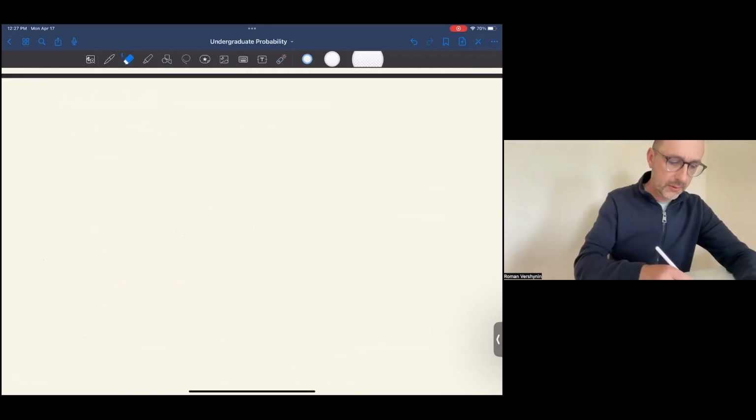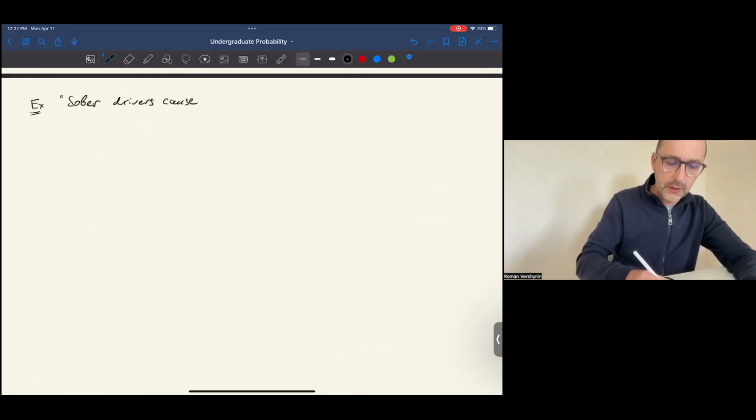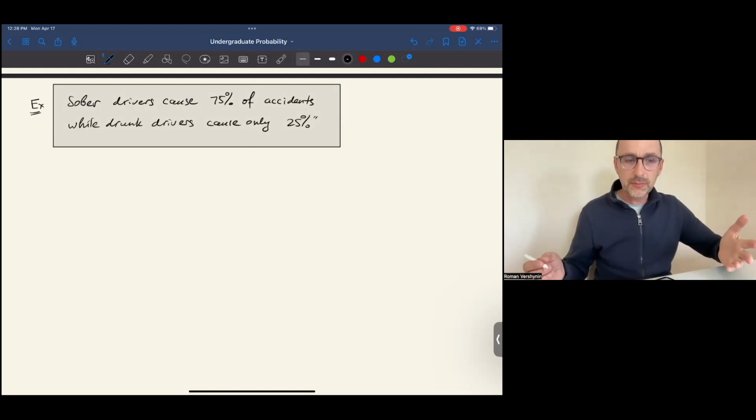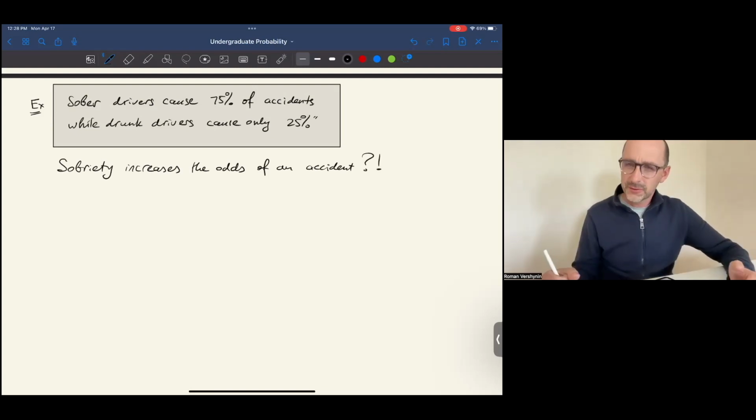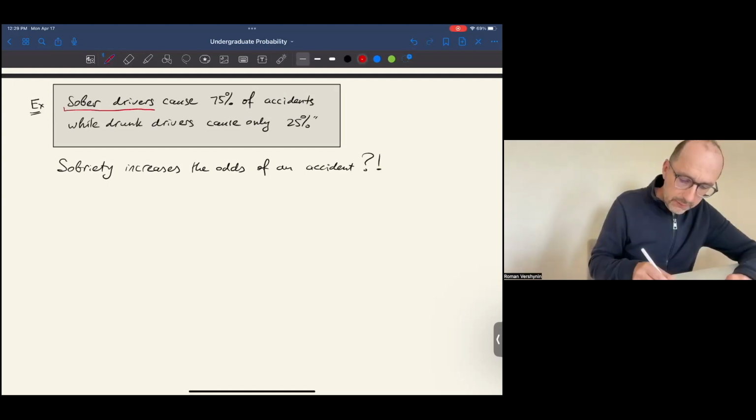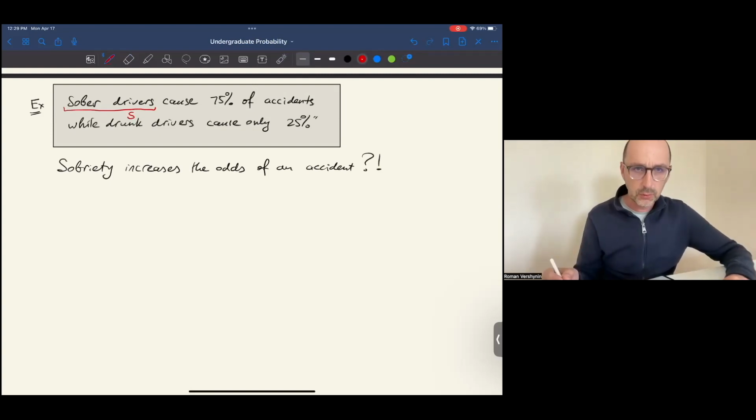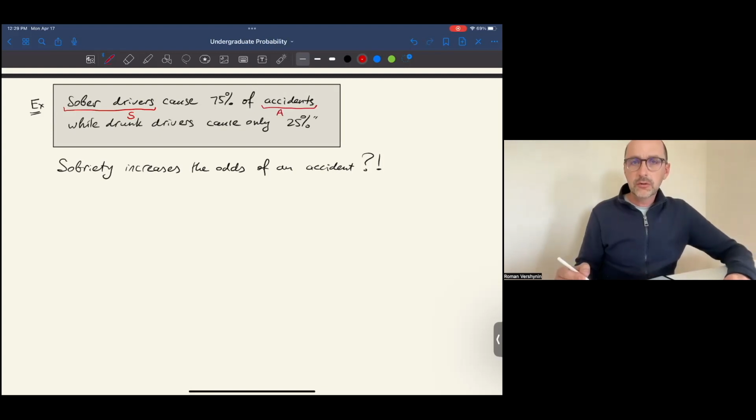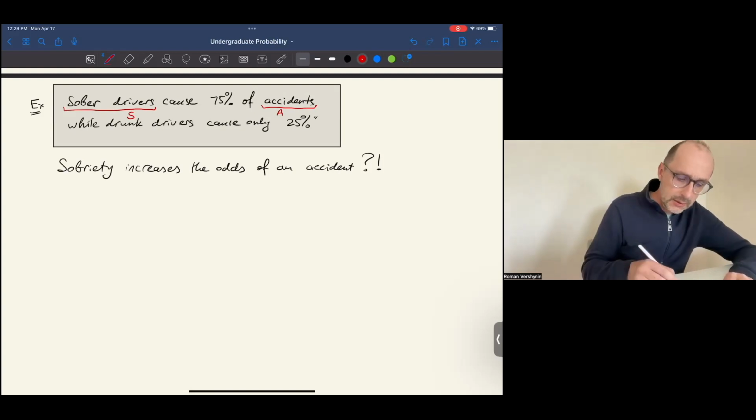And one last example. Sober drivers cause 75% of all traffic accidents, while drunk drivers cause only 25%. Sobriety seems to increase the odds of an accident by a factor of 3, which is ridiculous. So something is wrong here. What's wrong? Let's find out. This problem is about 3 events. Let event S be that a randomly chosen driver is sober. Event A be that a randomly chosen driver caused an accident. And D is that a randomly chosen driver is drunk.